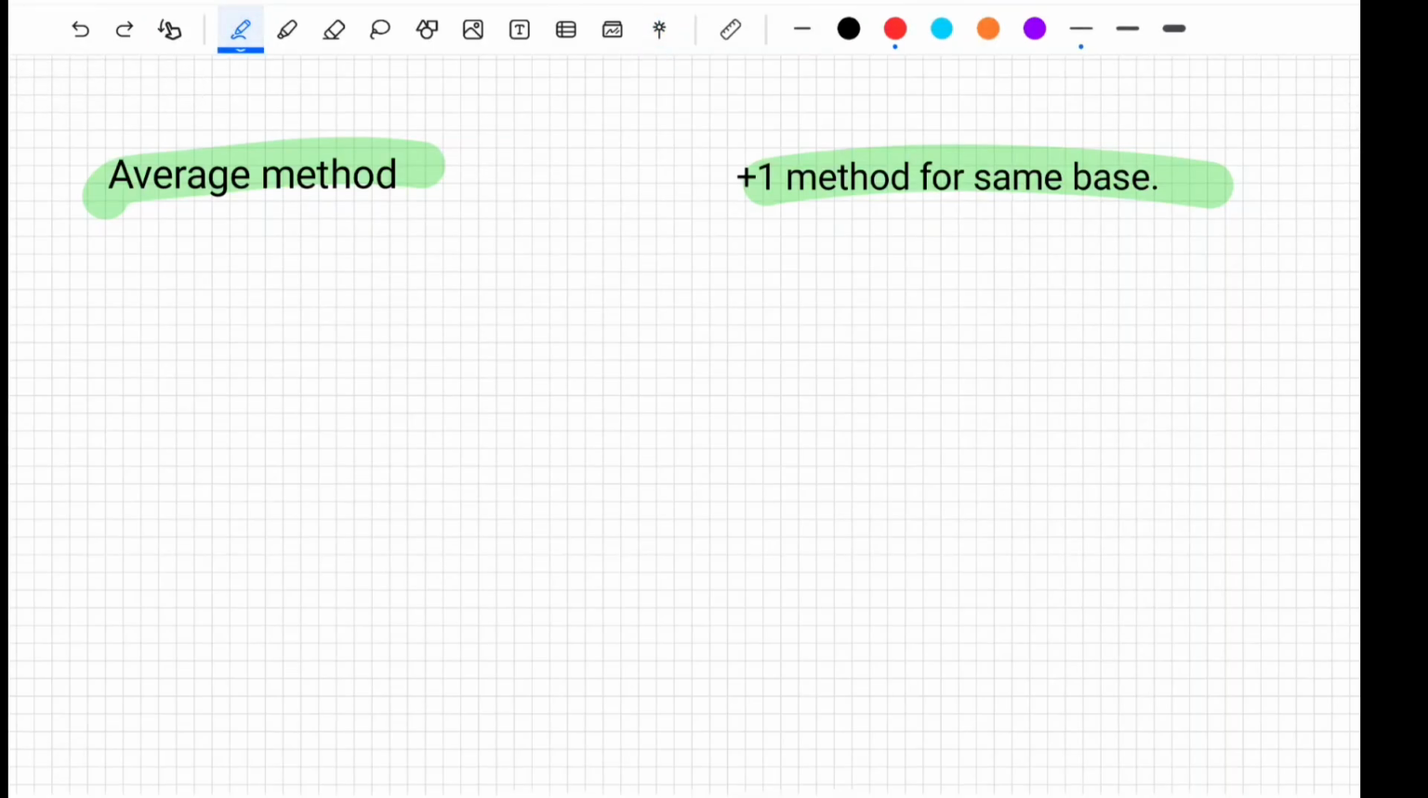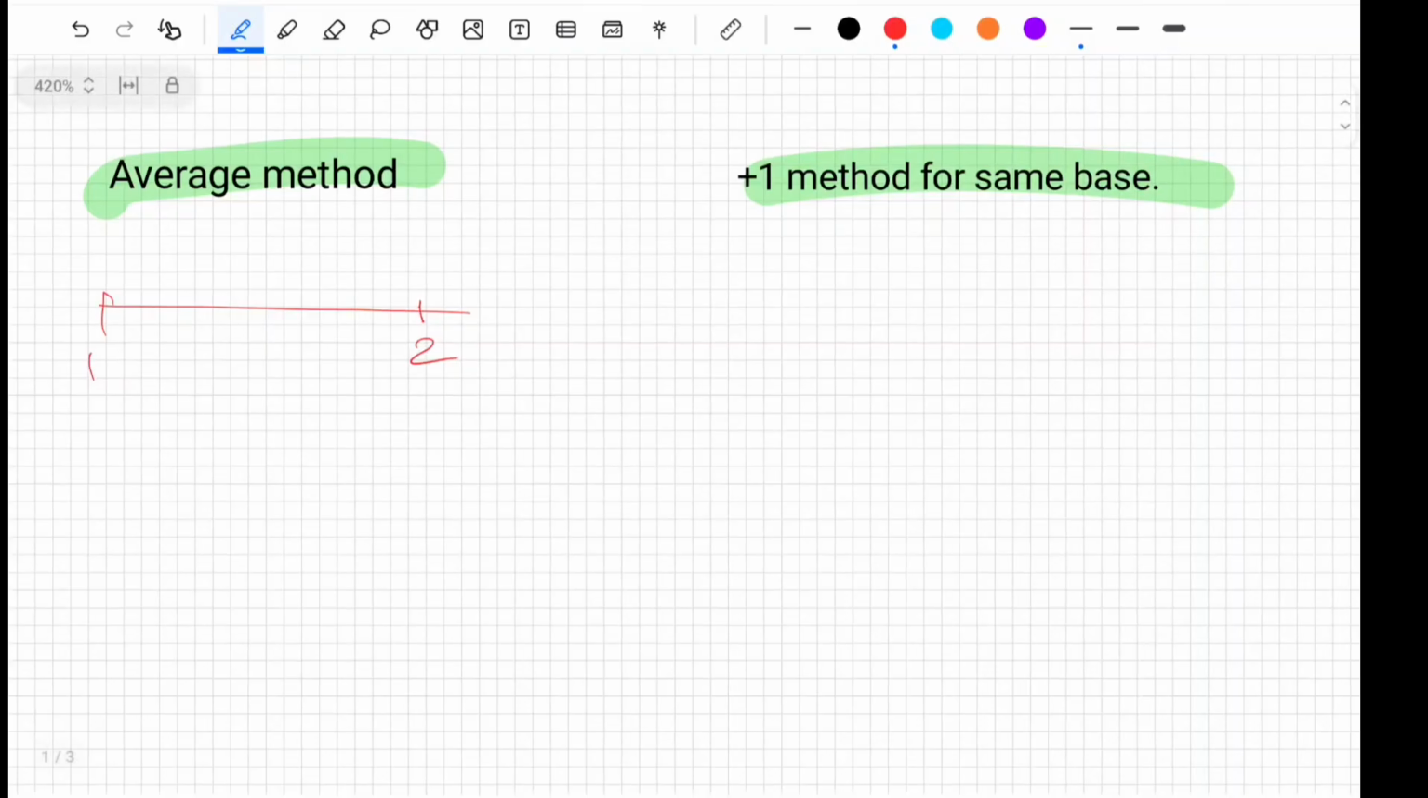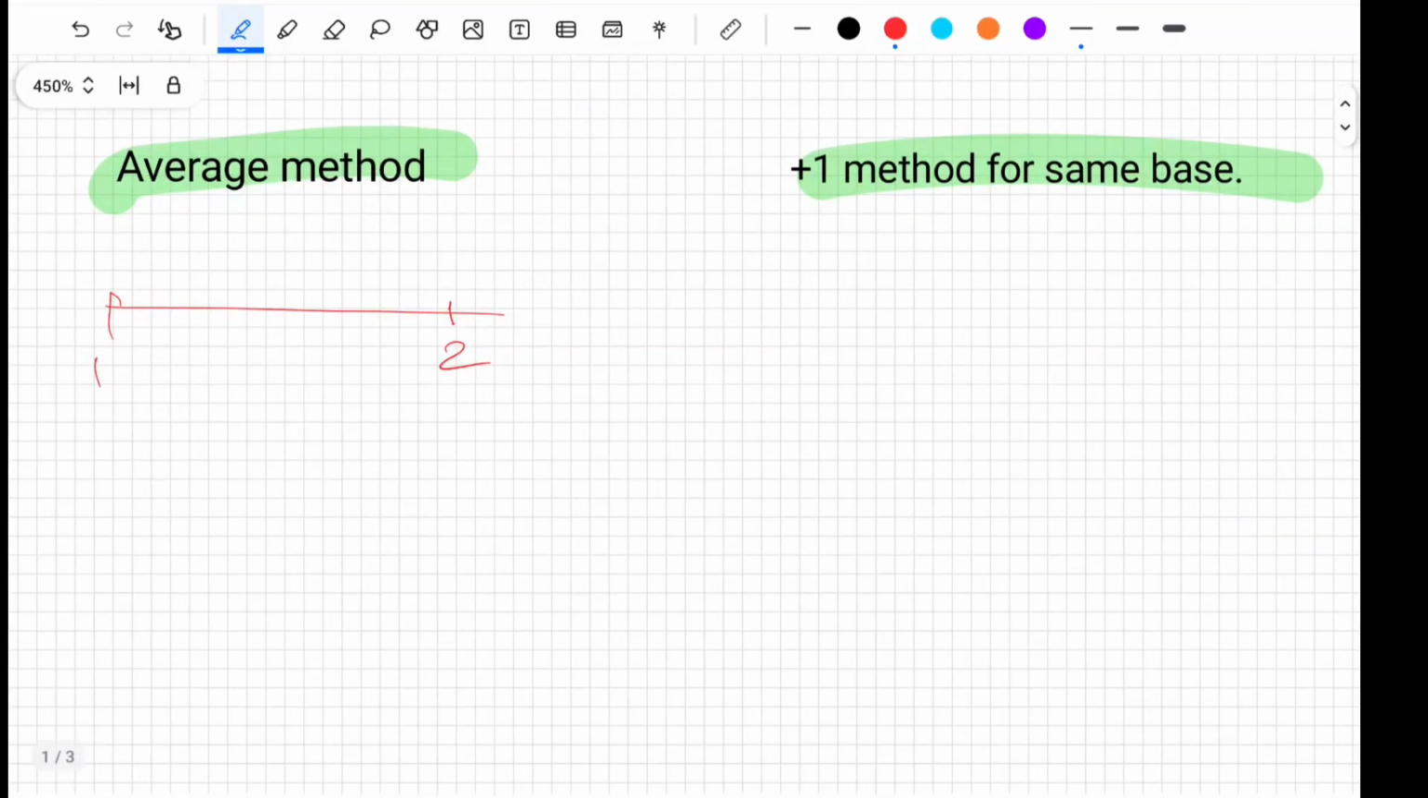Let's say we have the numbers 1 and 2. We want to find a rational number between 1 and 2. We already know that there are no integers between 1 and 2. So how will we calculate it?